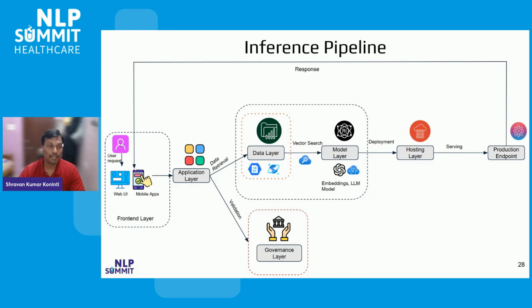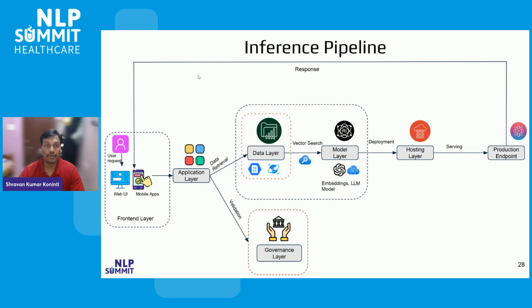Whenever any user asks a question, whether it's on a user interface or any mobile application, the question will go to the application layer, and here is where the data layer and the model layer work together. The data layer is the one where they collect the data, and then the vector search happens along with the model layer. Finally, the response will go into the hosting layer, and then it goes to the production endpoint, and finally the response comes back to the user.